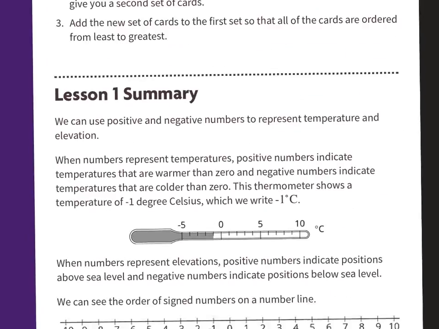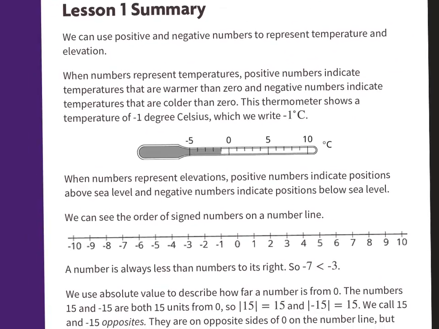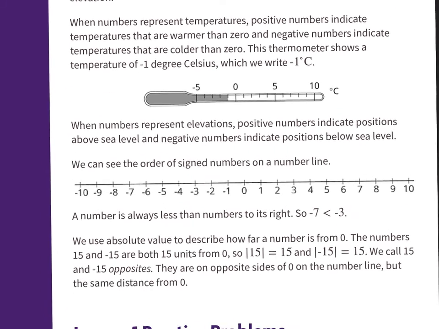So we can use positive and negative numbers to represent temperature and elevation. When numbers represent temperatures, positive numbers indicate temperatures that are warmer than 0, and negative numbers indicate temperatures that are colder than 0. The thermometer shows the temperature of -1 degree Celsius, which we write as -1 degrees Celsius. Okay? When numbers represent elevations, positive numbers indicate positions above sea level and negative numbers indicate positions below sea level. We can see ordered numbers on a number line.